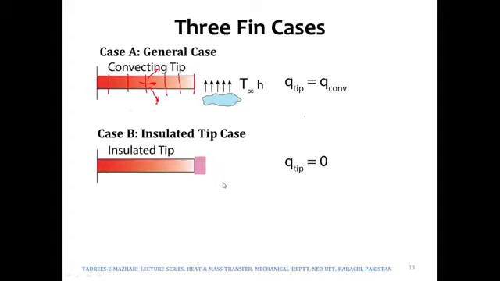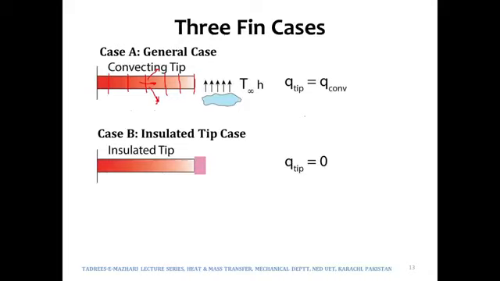What does it do? It reduces the large expressions that we will come across in case A. This assumption of the insulated tip case will reduce the large expressions of case A into half. So this is the simplicity that we get as a result of assuming the insulated tip.